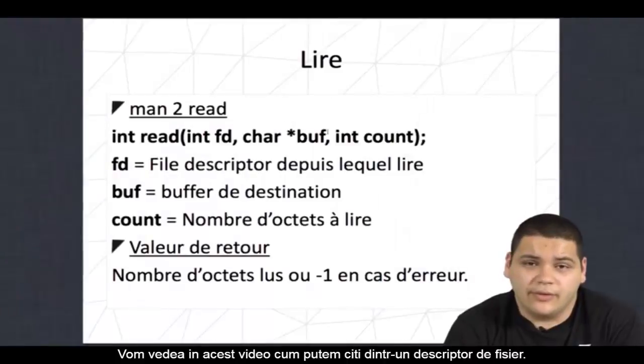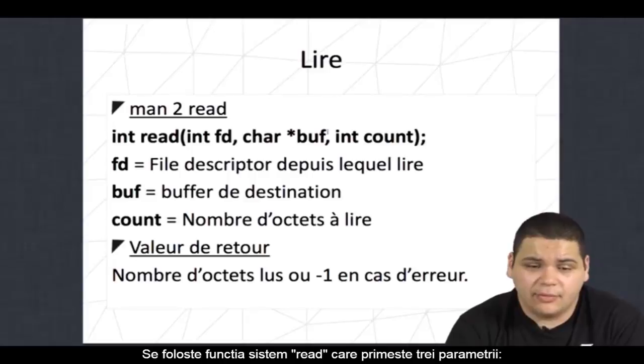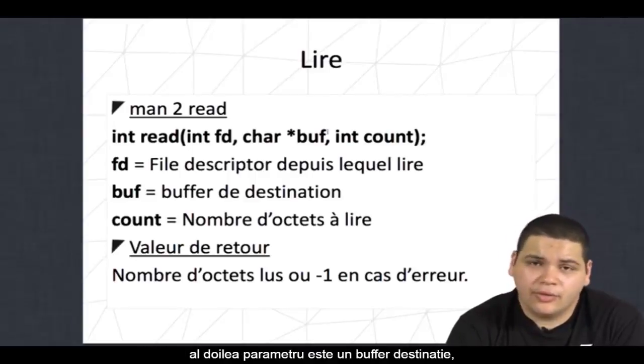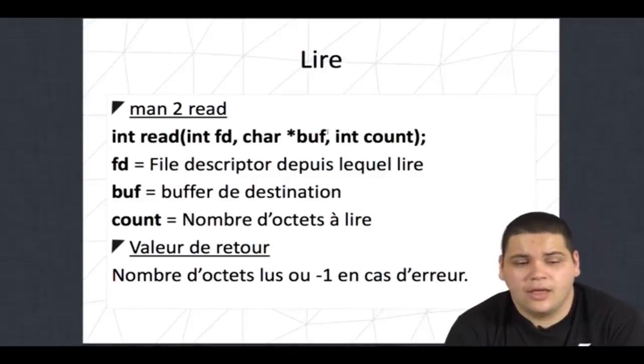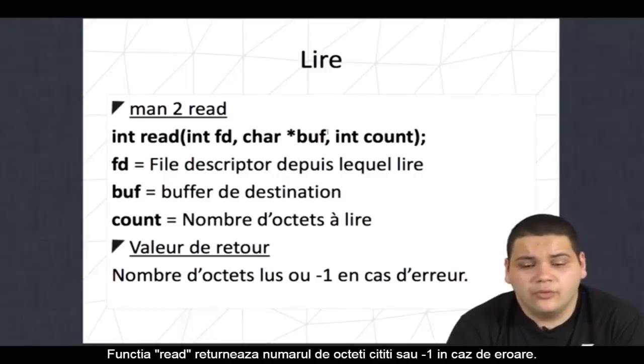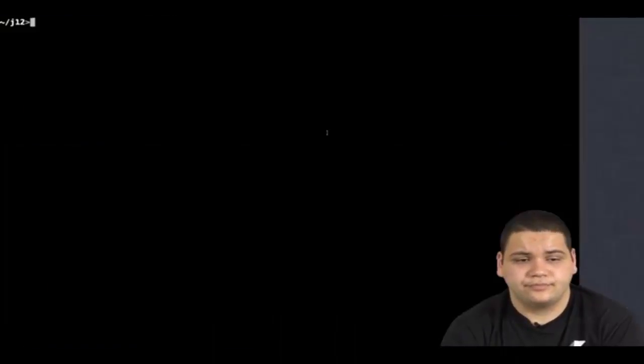In this video, we'll learn how to read from a file descriptor. We'll use the system call read, which takes three parameters. The first one is the file descriptor from which we'll read. The second one is the output buffer, and the last one is the number of bytes needed to read. Read returns the number of bytes that have been read, or -1 for an error.